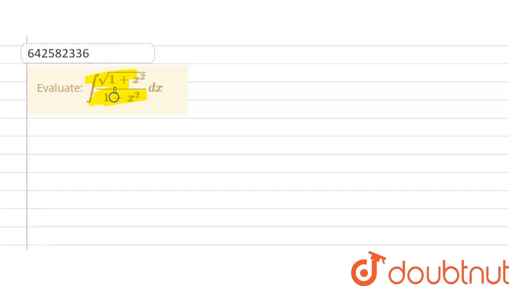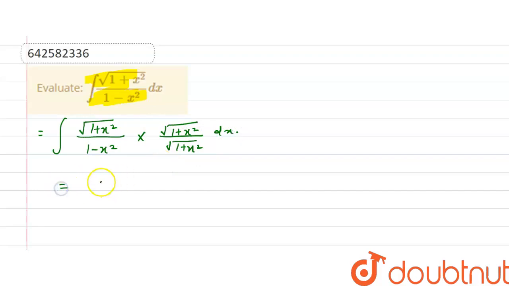Hello guys, the question is the integration of square root of (1 plus x square) divided by (1 minus x square). Here we rationalize by multiplying the numerator and denominator with square root of 1 plus x square. So you will get the integration of square root of (1 plus x square) divided by (1 minus x square), multiplied by square root of (1 plus x square) divided by square root of (1 plus x square) dx.